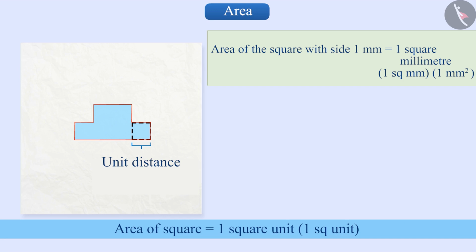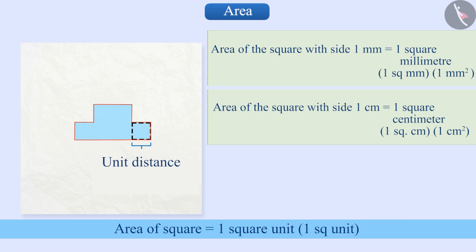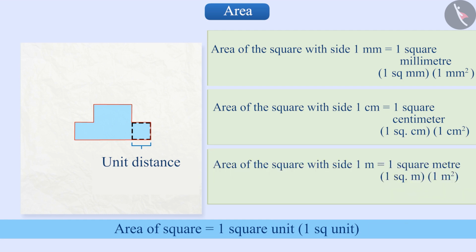Similarly, the area of a square with side 1 centimeter can be written as 1 square centimeter, that is, 1 square centimeter or 1 centimeter squared. And the area of a square with side 1 meter can be written as 1 square meter, that is, 1 square meter or 1 meter squared.